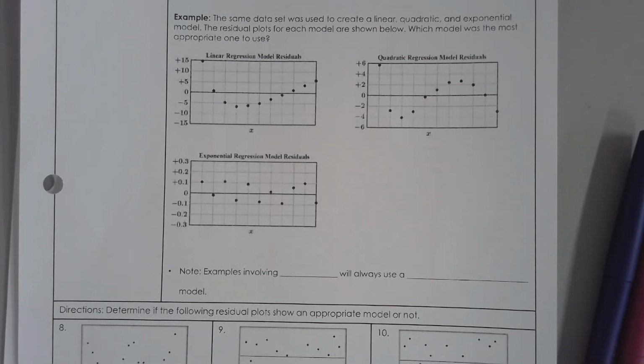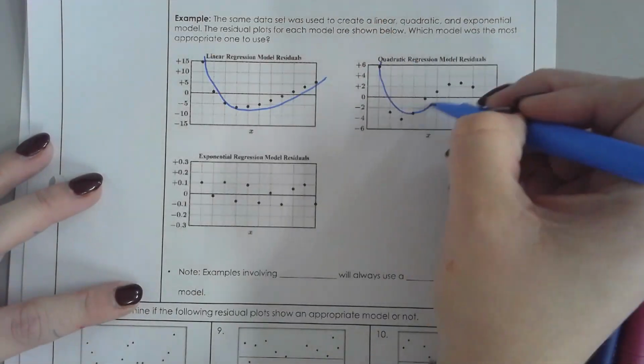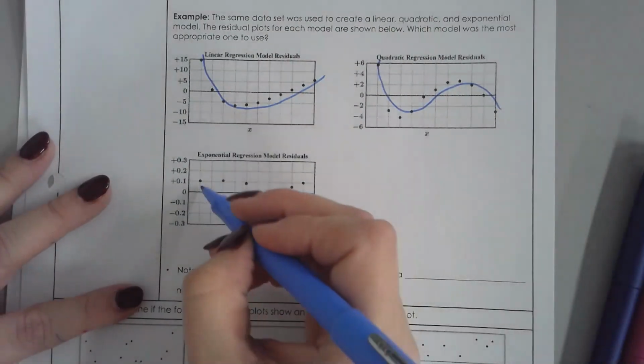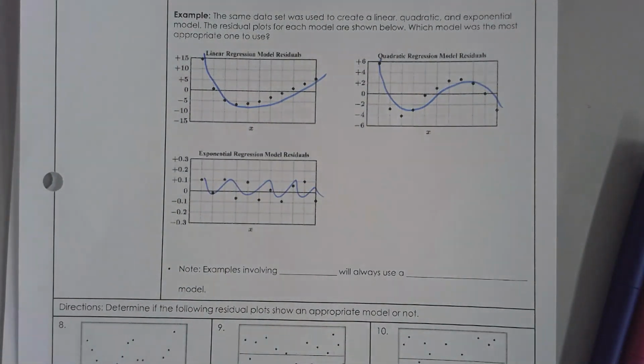Exponential. The linear one follows a curve pretty well. Quadratic follows a curve too. The exponential one is just kind of zigzaggy, and that's what we want. We don't want a nice straight line, and we don't want a nice curve. We want the one that's the most sporadic. So whatever data set we had, the exponential was the best. If we looked at the actual graph, it would follow an exponential pattern.